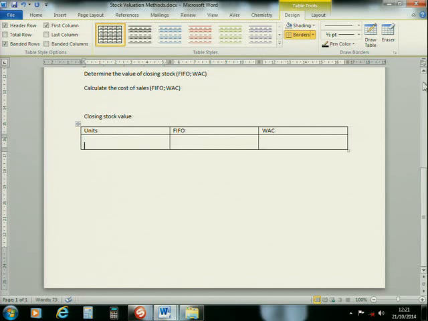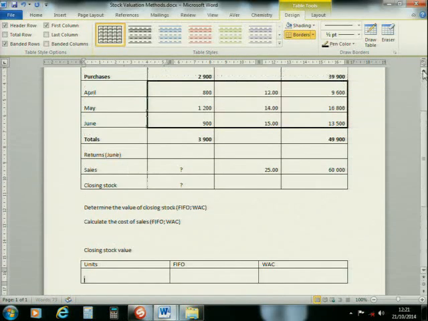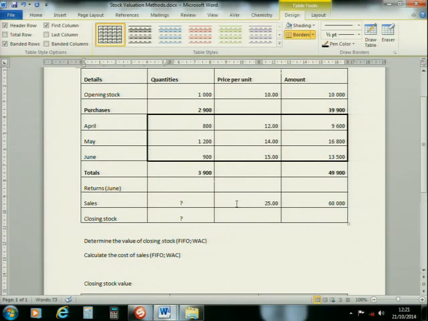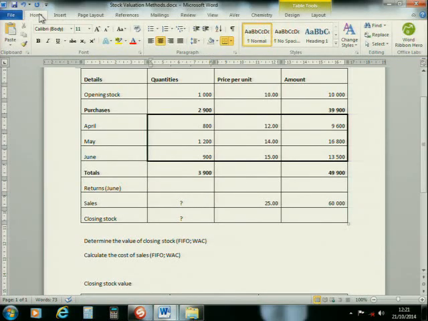How many units are we left with after this sales transaction? Our selling price per unit is 25 rands a unit, and we've made sales of 60,000. To determine the number of units sold, you divide that 60,000 by 25. It will give you the number of units sold. Number of units sold would be 2,004.